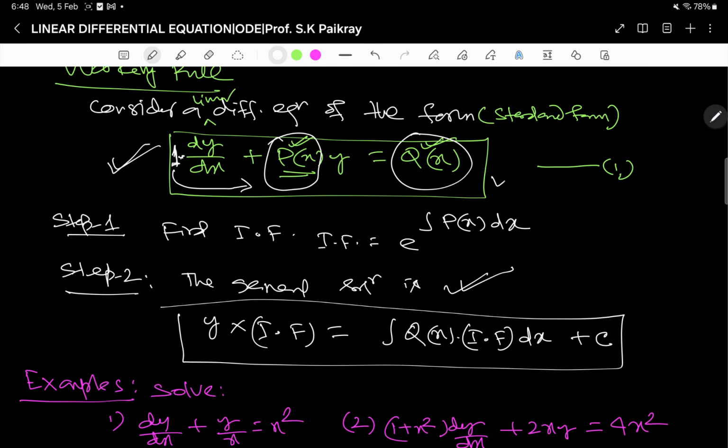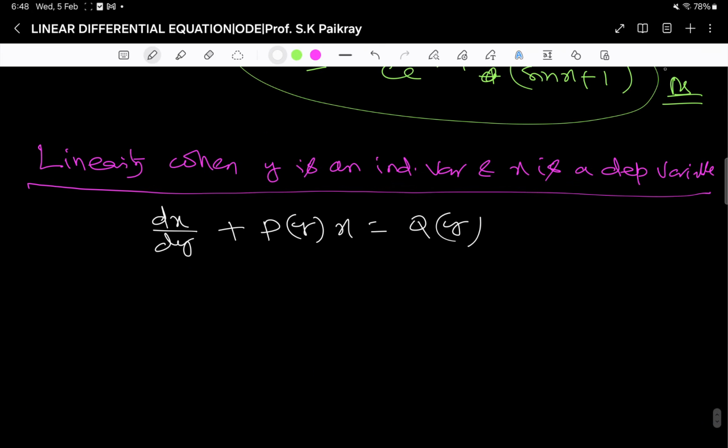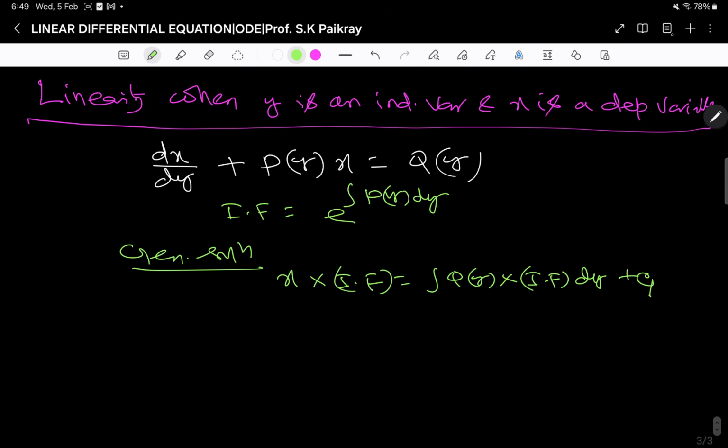So here you see, this was the standard form. We just reverse x and y, right? Okay, so just we interchange x and y. So what is the integrating factor then? Likewise, the integrating factor is e to the power integral Py dy. Okay, then the general solution is x into integrating factor is equal to integral Qy into integrating factor dy plus some constant c1.